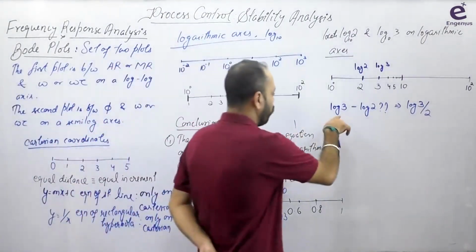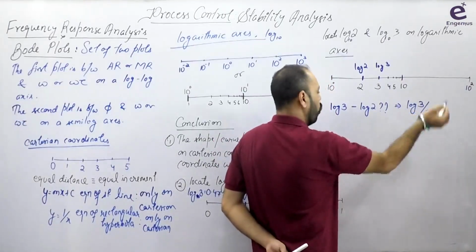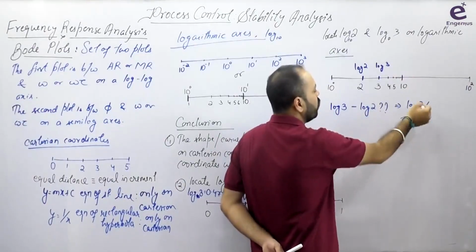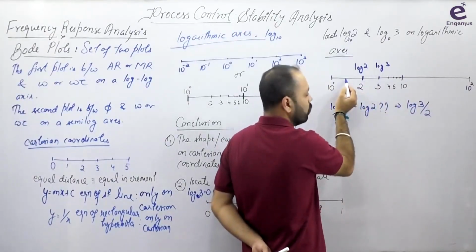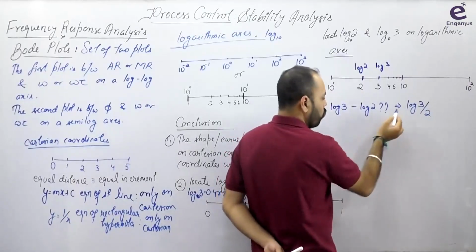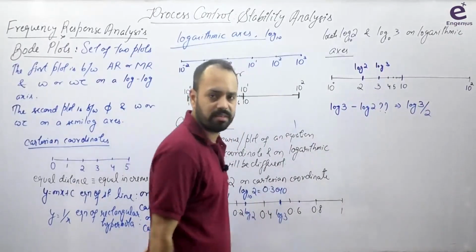So what about this one? Log 3 minus log 2 becomes log 3 by 2, and log 3 by 2 on the logarithmic scale, how you are going to plot it, becomes 3 by 2. Where is 3 by 2? 1.5 somewhere, so it is somewhere here. Log 3 minus log 2. So log of 3 by 2 becomes 3 by 2 on the log axis, right?